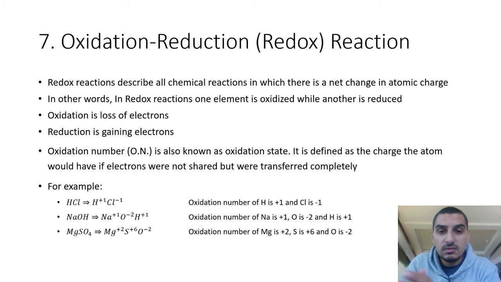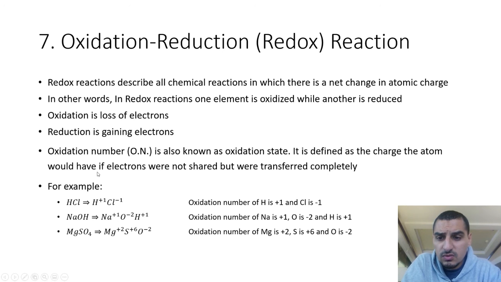So the atom starts the reaction with a specific number of charges, and then it leaves the reaction with a change in the number of charges. So, in other words, one element is oxidized and the other is reduced. That's why it has to be oxidation reduction. It cannot be only oxidation or reduction. Both have to happen. By oxidation, we mean the loss of electrons, and by reduction, we mean gaining of electrons, or increase in the negative charge, and oxidation is the decrease in the negative charge on the atom.